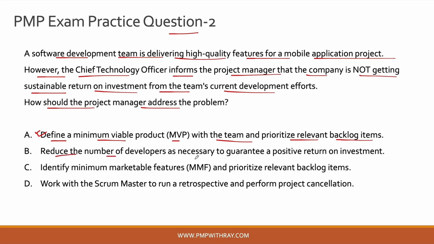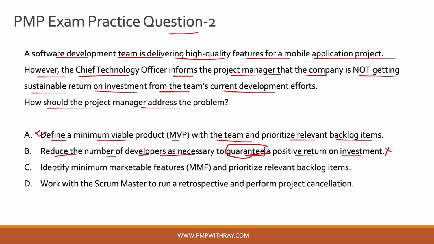Reduce the number of developers as necessary to guarantee a positive return on investment. So this is incorrect, guys. Because first of all, you cannot outrightly start reducing the number of developers, because you might delay the project, you might delay the timelines, deliverables, etc. And by doing that as well, you cannot guarantee a positive return on investment, because ROI depends on a lot of other stuff which are not directly in your realm of control as a project manager. Having such superlatives on the answer choices should be a red flag for you when you are evaluating any answer choice. So option B is definitely not the correct answer choice.